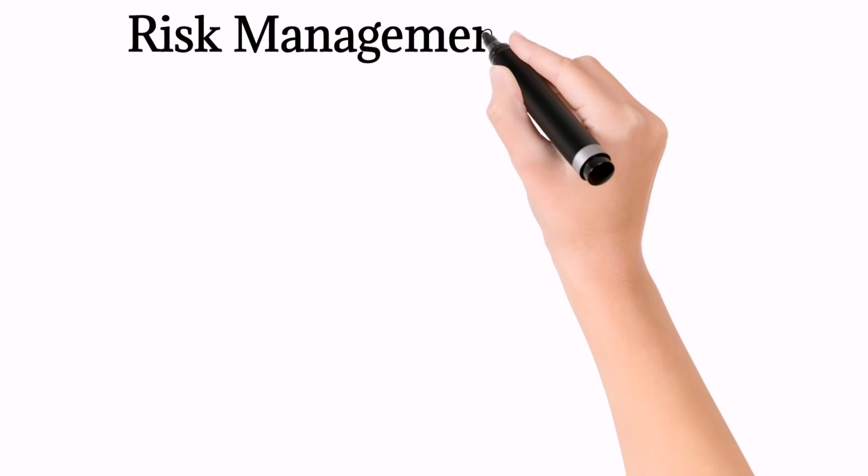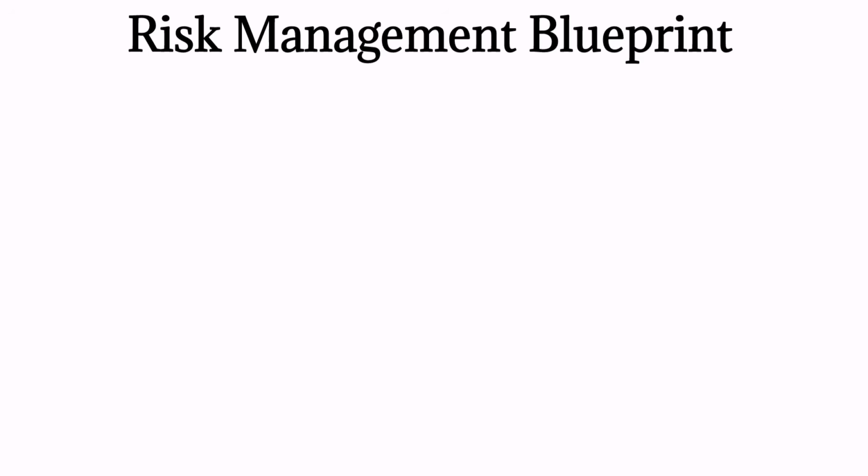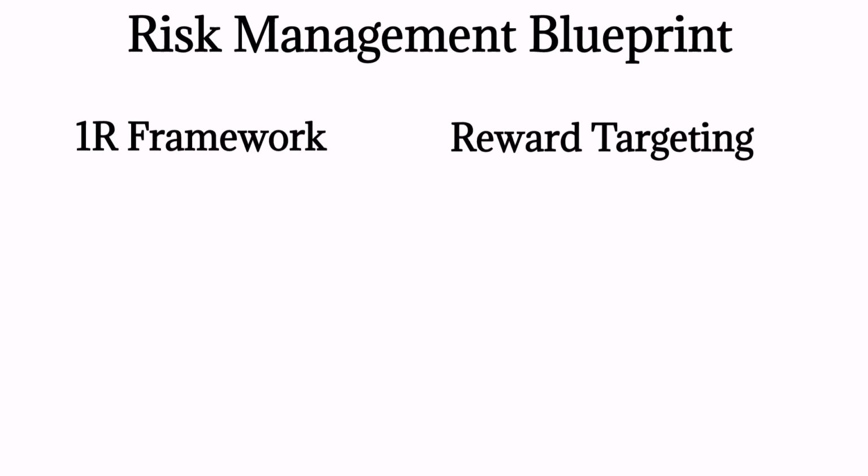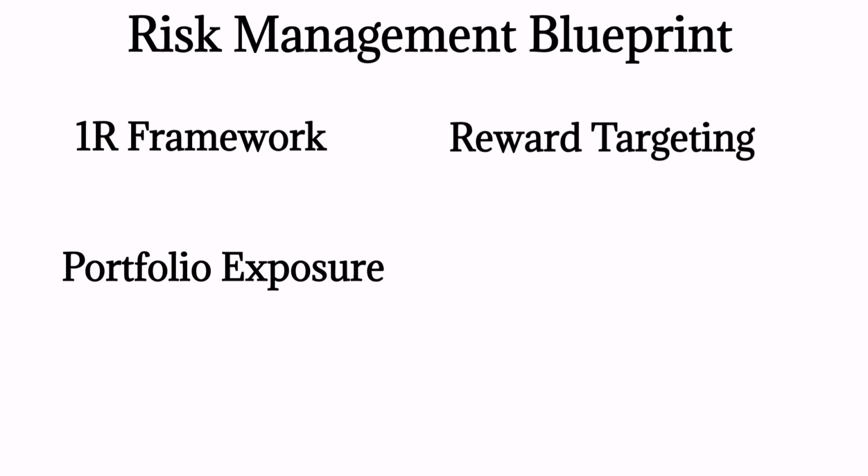Risk management blueprint. 1. Our framework: decide a fixed monetary amount you are willing to lose per trade, say $100. Calculate position size so that the distance from entry to stop equals that $100 risk. Reward targeting: aim for a minimum of 2R on partial profit. That way you need only a 40% win rate to stay profitable.